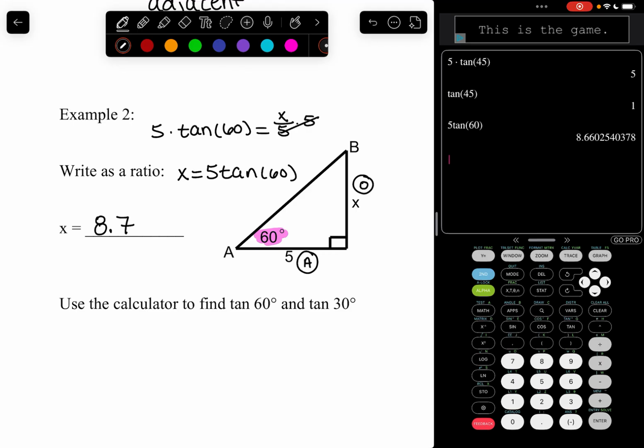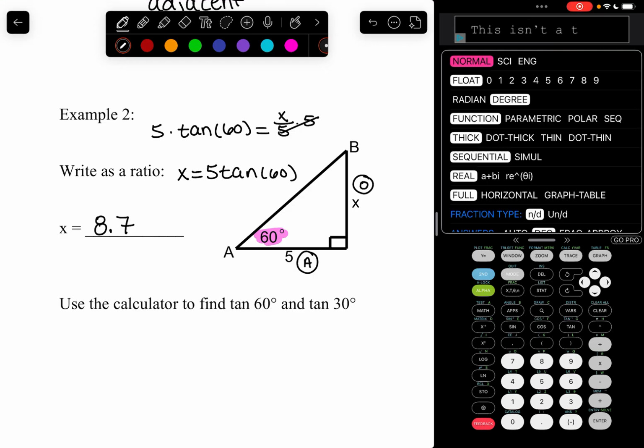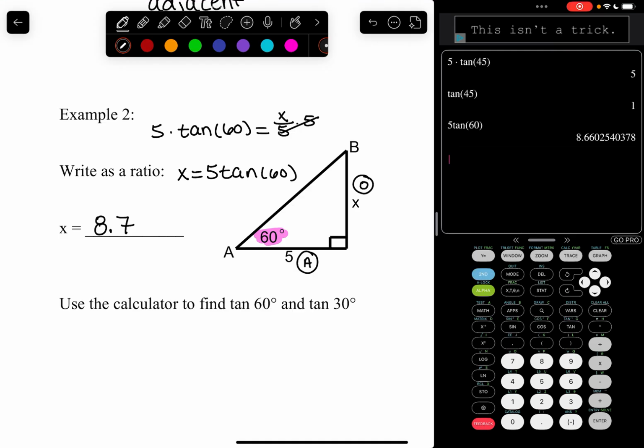Now, notice that I've given you a 60-degree angle, which means that I could have also done a 30, 60, 90, okay? Something seems odd to me. What seems odd here? Mode. It's still in degrees. Oh, no, never mind. It's fine.